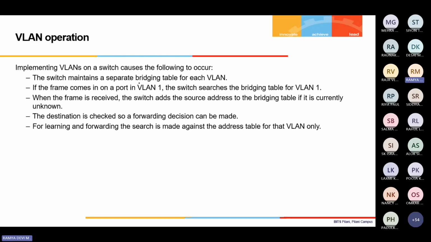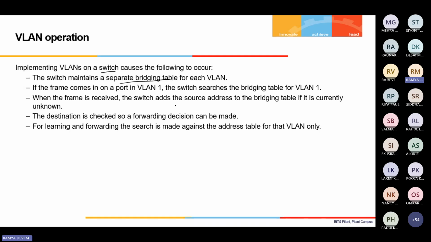So, VLAN operation on a switch. We can have separate bridging tables for VLANs. The switch will maintain the bridging table, and for each and every VLAN there will be an independent bridging table, that is, the MAC address table. We can ensure isolation of traffic between the VLANs by maintaining this table. So the frame can be handled based upon the VLAN membership.